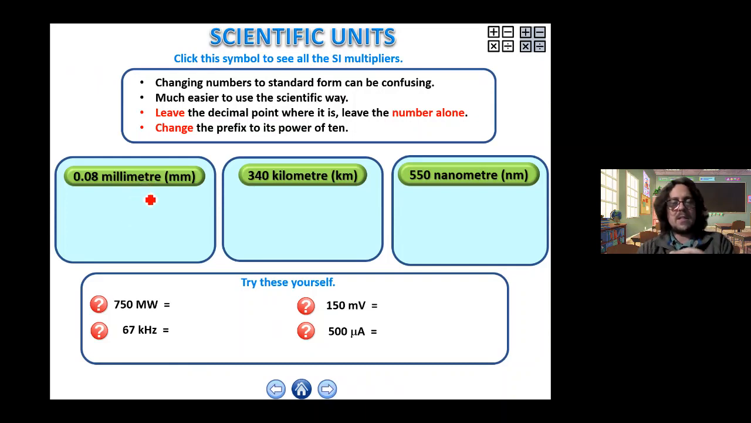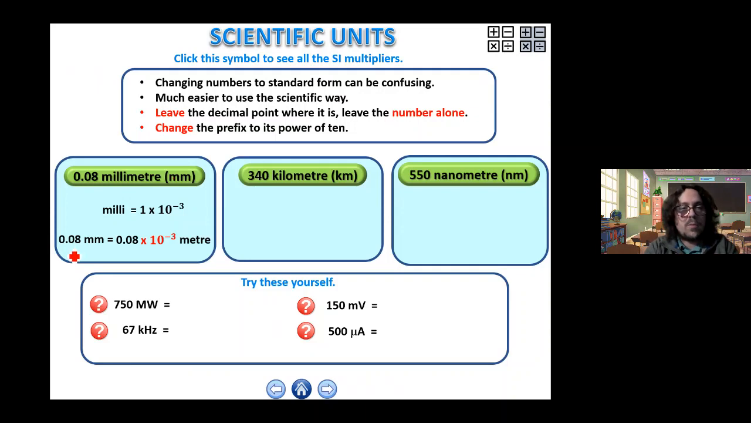0.08 millimeters. Now, if I get 0.08 millimeters in an exam question, I'm likely to want to convert it to meters to make a calculation. So let's just have a look at how I would go about doing that. I remember that milli is 1 times 10 to the minus 3. And what I'm able to do then is just replace the milli part with times 10 to the minus 3. So this goes from 0.08 millimeters to 0.08 times 10 to the minus 3, because I just replaced it with this bit here.